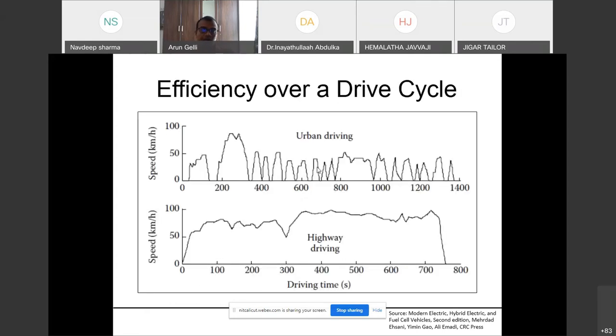And another critical point is efficiency. As mentioned earlier, the duty cycle is not constant. It is highly random and highly variable, depending on the driver. The speed will be given in terms of the load of the vehicle. So these characteristics are the duty cycle.